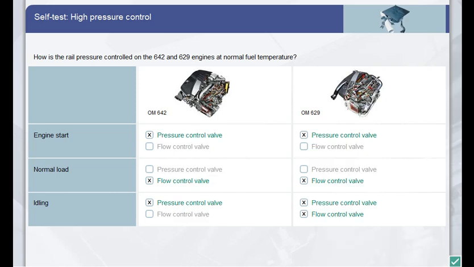Very good. When the engine is started, the rail pressure is controlled on both engines by the pressure control valve until the fuel temperature reaches 20 degrees Celsius. During normal load situations, the pressure control valve on both engines is closed, and the rail pressure is controlled solely by the flow control valve. When idling, the rail pressure on the OM642 is controlled exclusively by the pressure control valve. On the OM629, the rail pressure is controlled by both valves in this case.